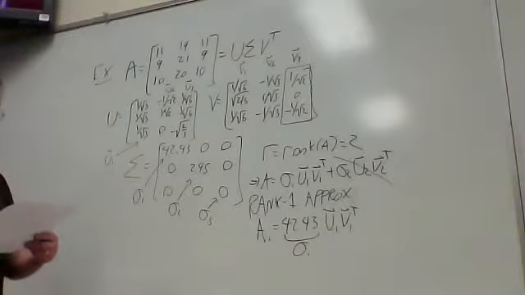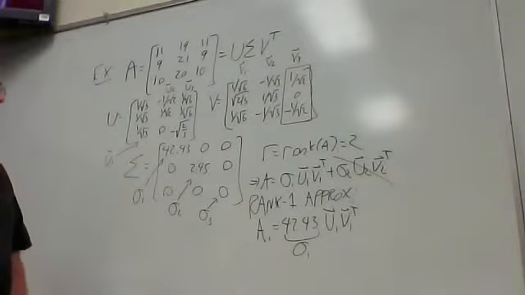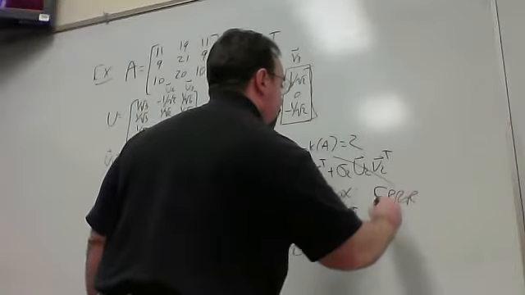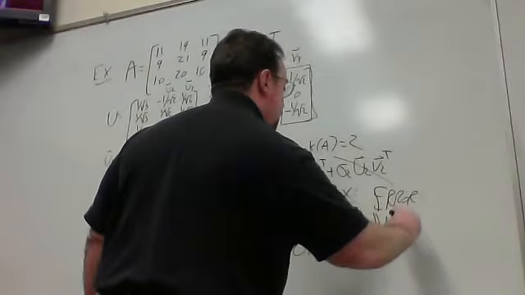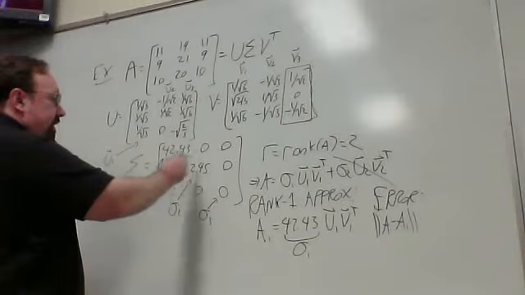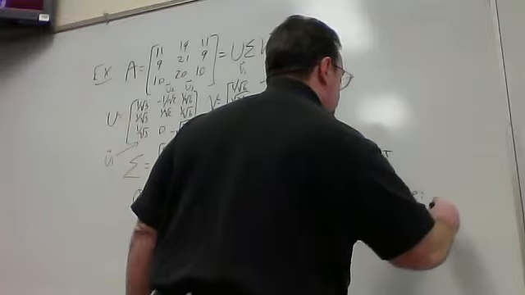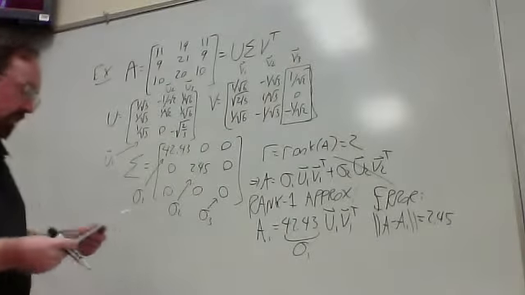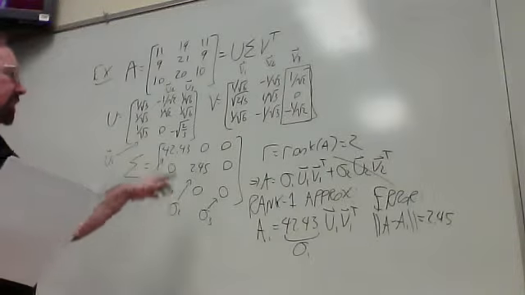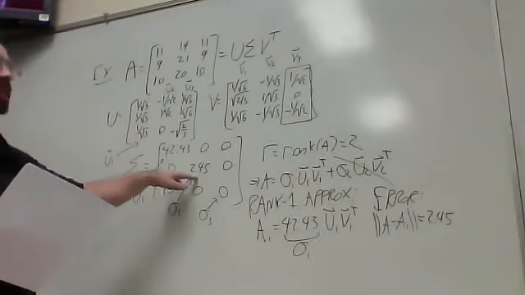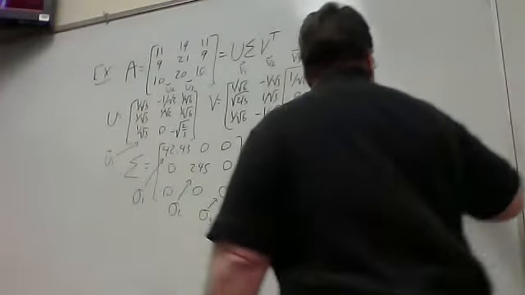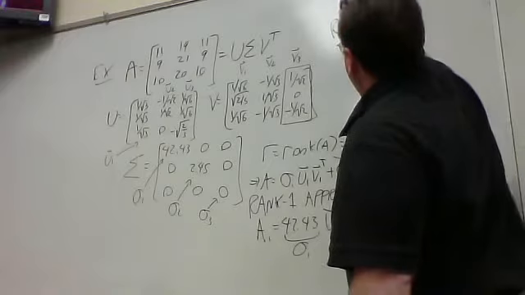As a result, the error in this approximation is the 2 norm of A minus A1, and that's going to be the largest neglected singular value, so that's 2.45. But to get an idea of how accurate an approximation this is, because this retained singular value is much larger than the neglected one, what I really should do is look at relative error.